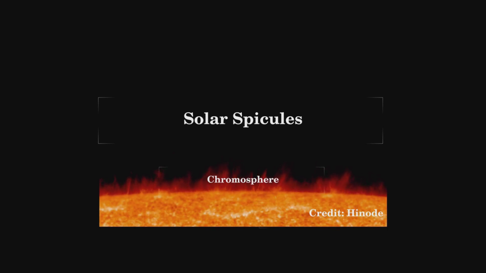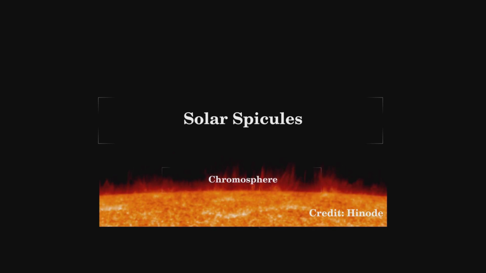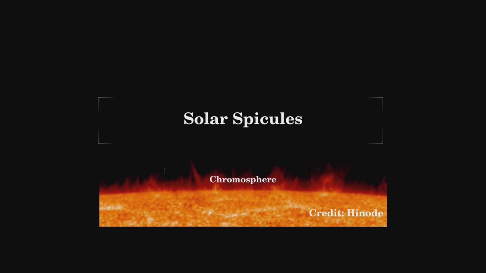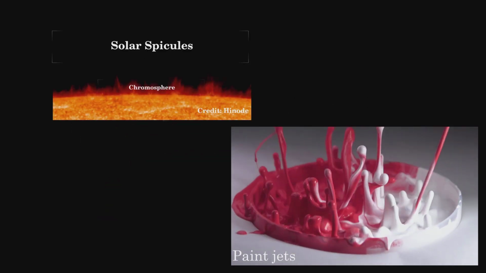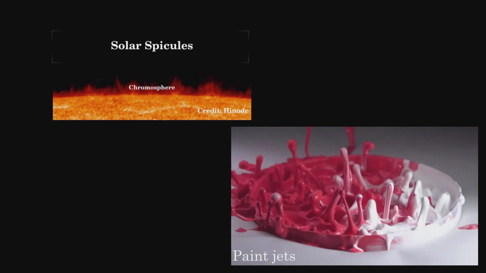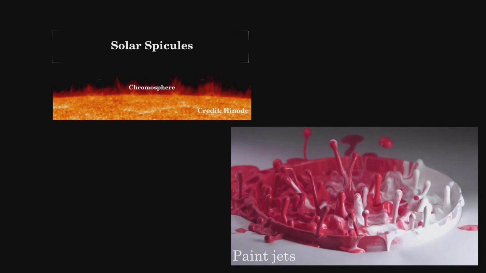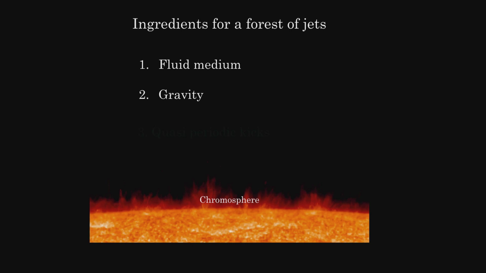The surface of the Sun at any time is covered with millions of tiny plasma jets. Could paint jets on a subwoofer provide insights into the solar spicule forest? Both kinds of jets rise and fall under gravity, though there are differences. Chromospheric plasma experiences acceleration several times the gravity on the solar surface.